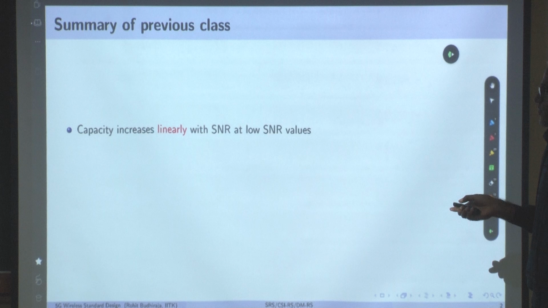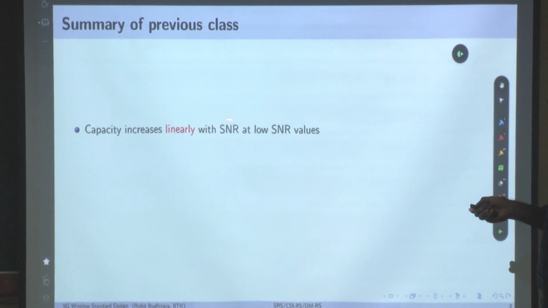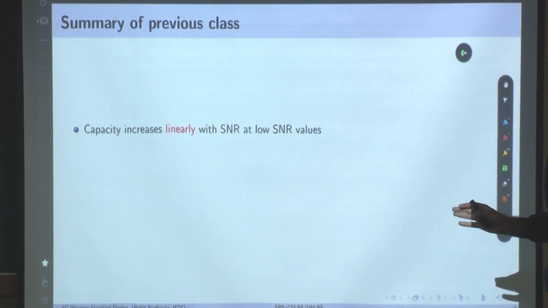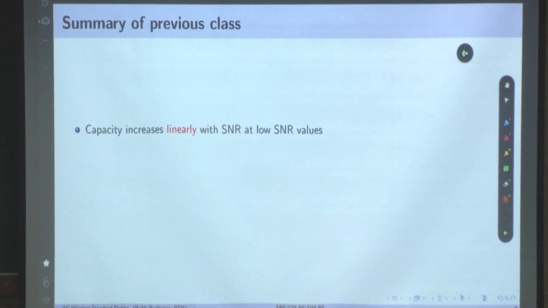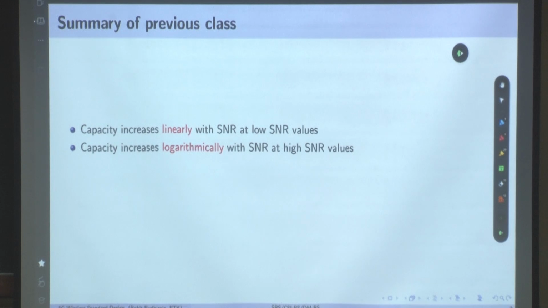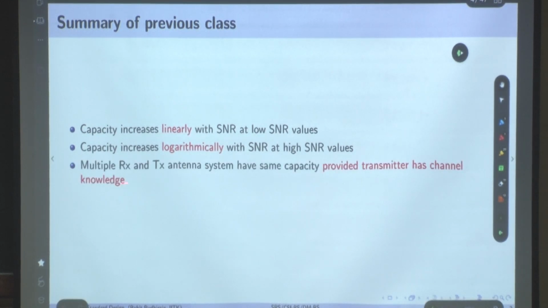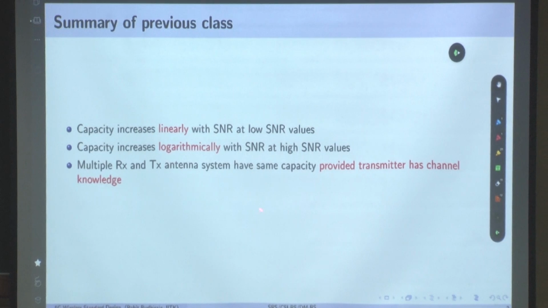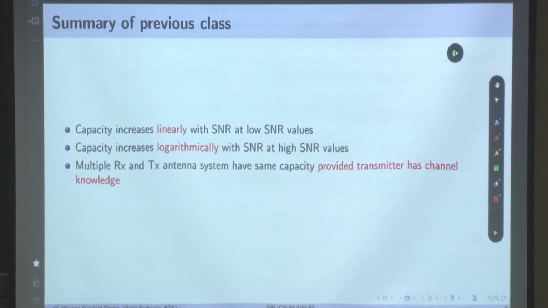Let us recap whatever we studied in the last class. So, we saw that capacity increases linearly with SNR at low SNR values. Then capacity increases logarithmically with SNR at high SNR values. Okay. Crucially, what we saw was multiple receive and transmit antenna systems have the same capacity, provided the transmitter has the channel knowledge, exactly the same capacity.